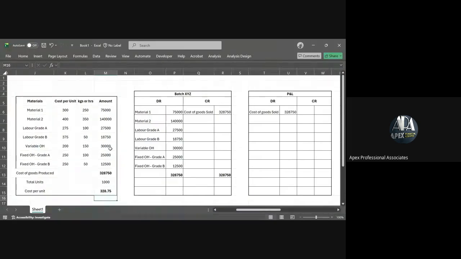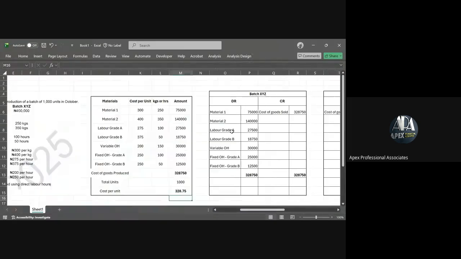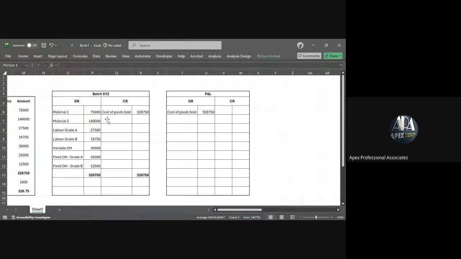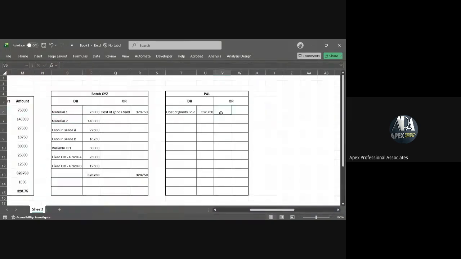Now, by the time it comes to P&L accounts, this particular information that we have here, where we have the contract price to be 400,000. Are you getting what I'm saying? We will now put it on the credit side, contract price, sales revenue. How much? 400,000.